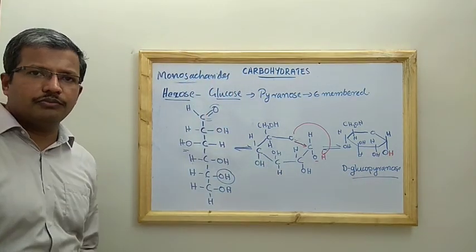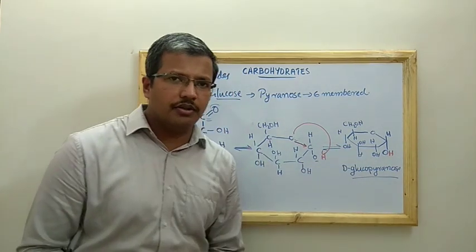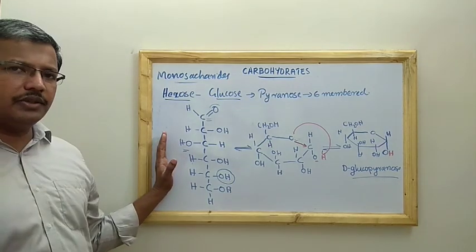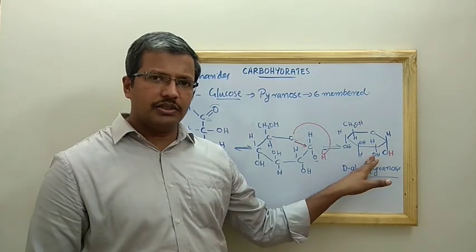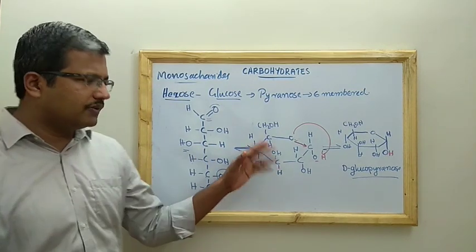Now it's clear for you, right, how the ring structure is formed. So if you know this particular linear structure, you don't have to worry about the ring structure. You can easily draw it in this way.